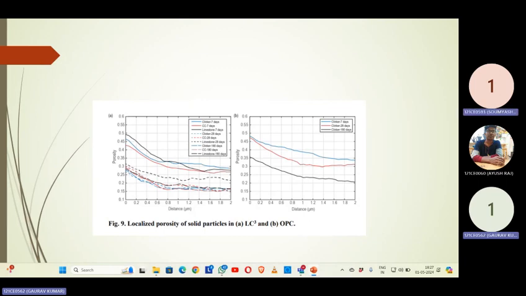So this is the graph you can refer to for the porosity of solid particles in LC3 and OPC.